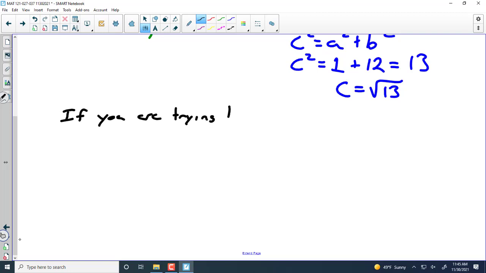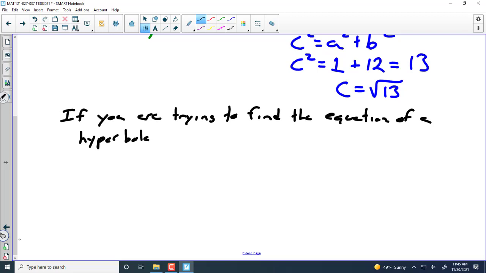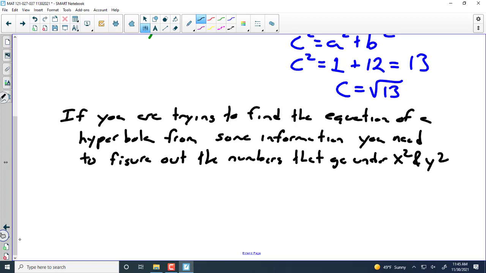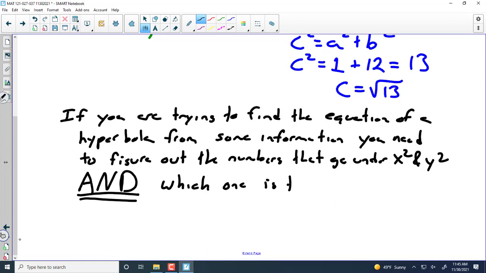If you were trying to find the equation of a hyperbola from some information, you need to figure out the numbers that go under x squared and y squared, and which one is the positive term.